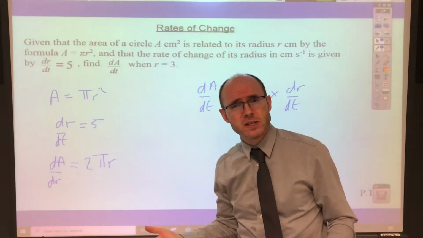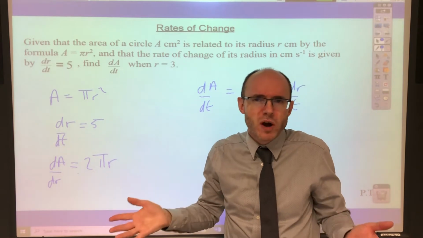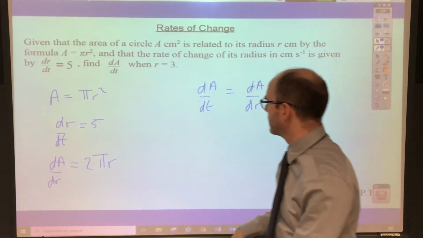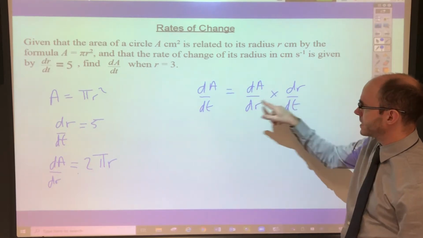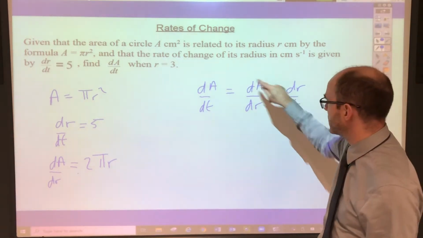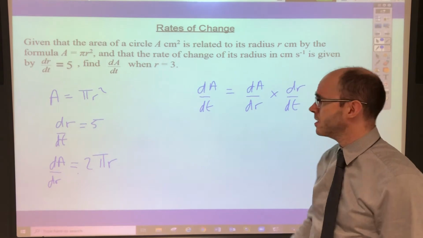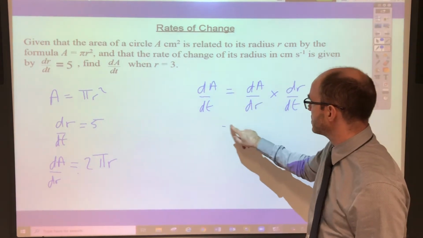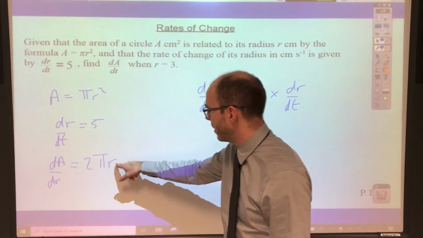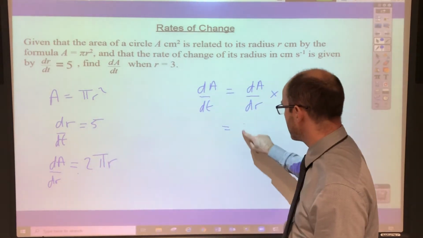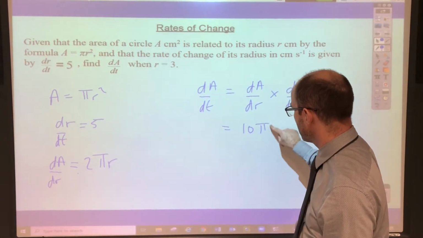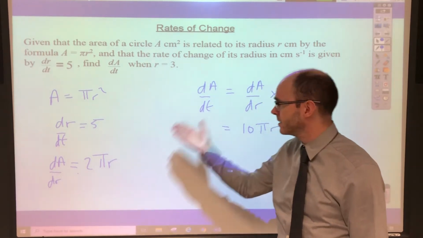You might have remembered it as dy/dx equals, say, dy/du times du/dx. We can use these letters as well. Remember the dr's would cancel, just leaving dA/dt. So what we're going to do is just multiply these together. dA/dr is 2 pi r, and dr/dt is 5. So 5 times 2 pi r is 10 pi r. So now we've got an expression for dA/dt.